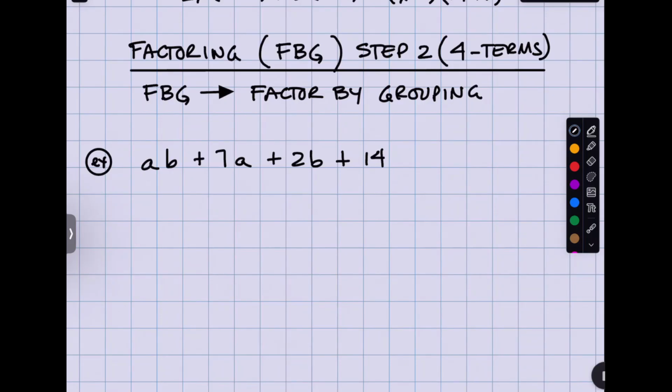So anytime we see 4 terms, and we're asked to factor, then we use a process called factor by grouping.